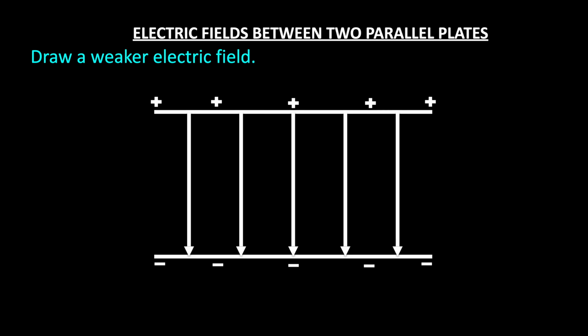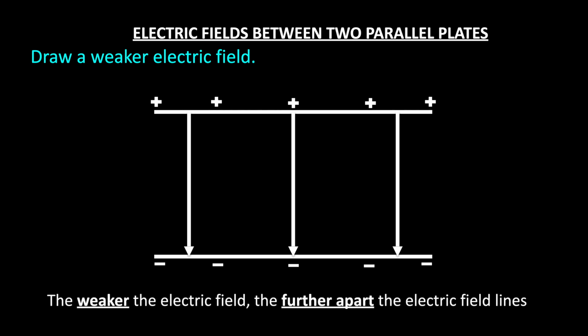On the flip side of the coin, what would a weaker electric field look like? Pause the video and have a go. So a weaker electric field simply has fewer lines, and these lines are far more spaced out. They're far further apart. This represents a much weaker electric field.